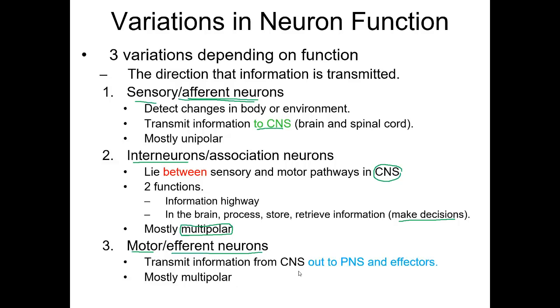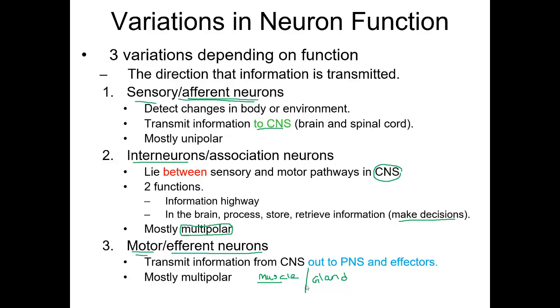So think about this. A motor neuron always goes to a muscle or a gland of some kind. Whenever you see the term motor, it always goes to a muscle or a gland. Now, this muscle can either be a voluntary muscle or an involuntary muscle or a cardiac muscle. But motor means it is going to a muscle. These are, again, multipolar neurons.